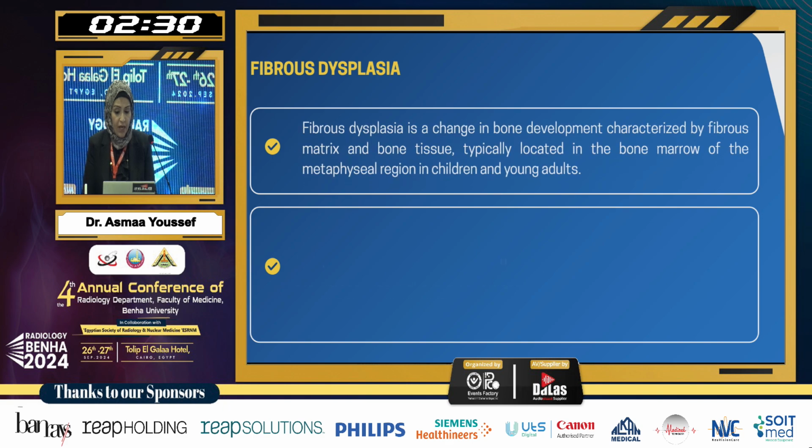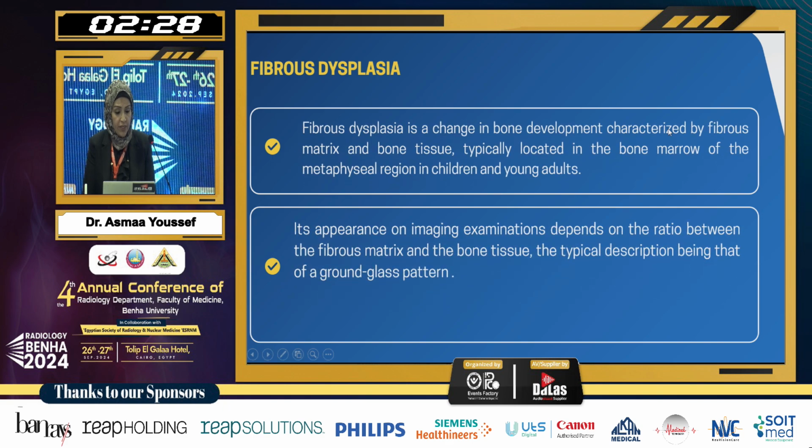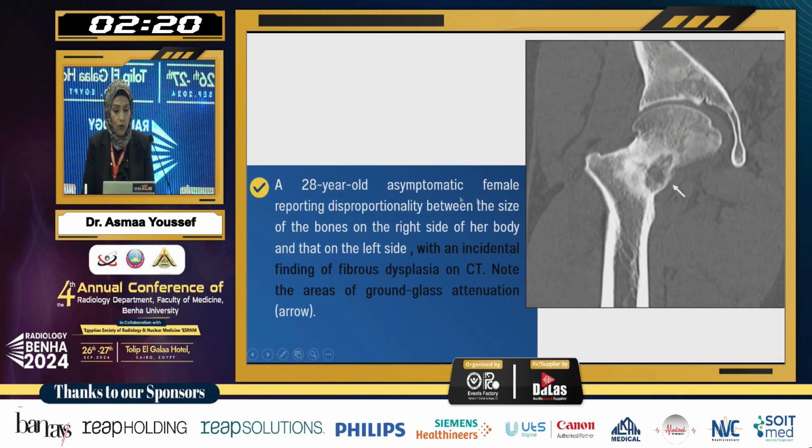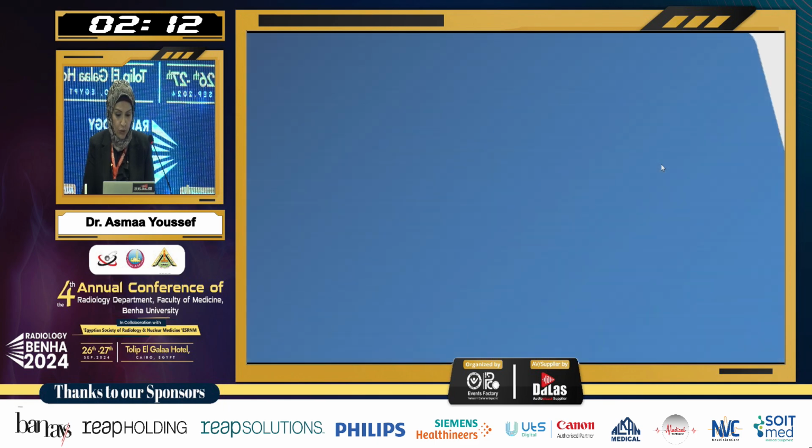Fibrous dysplasia is a change in bone development characterized by fibrous matrix and bone tissue. On examination, it has a characteristic ground glass appearance. This female came complaining of disproportion between both sides of the body, with an incidental finding of fibrous dysplasia on CT. Note this area of ground glass attenuation.